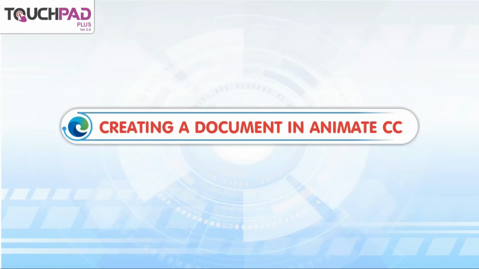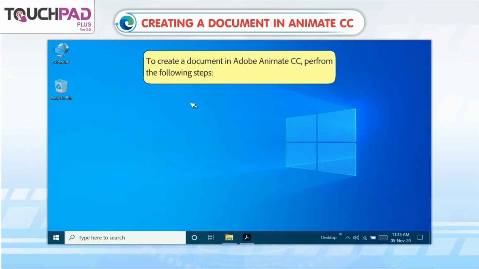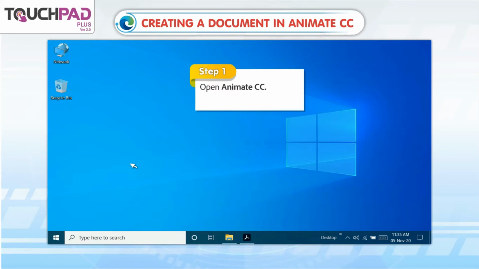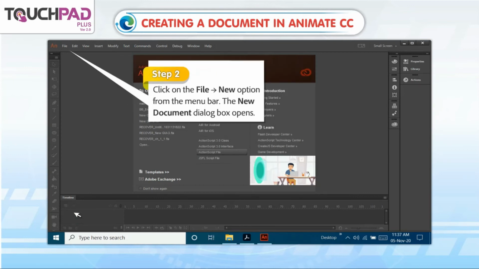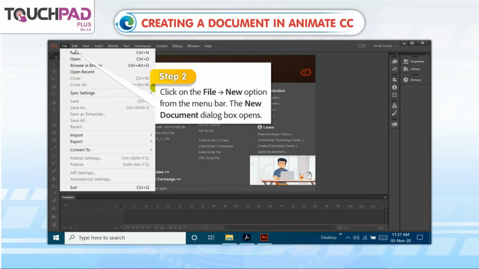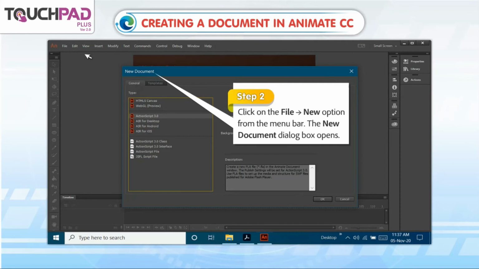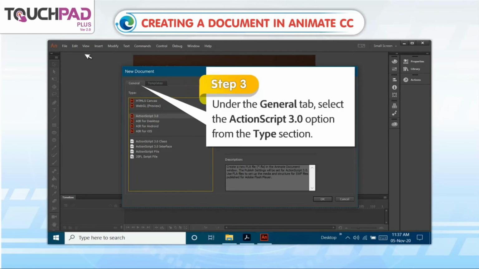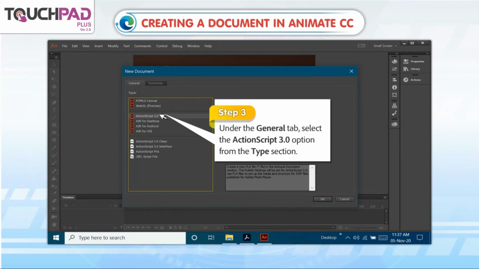Creating a document in Animate CC. To create a document in Adobe Animate CC, perform the following steps. Step 1. Open Animate CC. Step 2. Click on the File, New option from the menu bar. The New Document dialog box opens. Step 3. Under the General tab, select the ActionScript 3.0 option from the Type section.